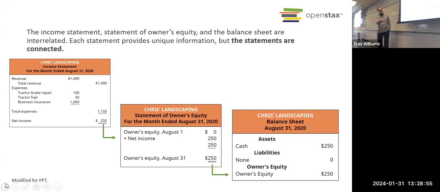And that ending owner's equity is what showed up here on the balance sheet, right? So we see the value of the company in the equity. We see the value of everything the company owns in the assets. And he has no debt, or the company has no debt. Okay. And so you can see the relationship.